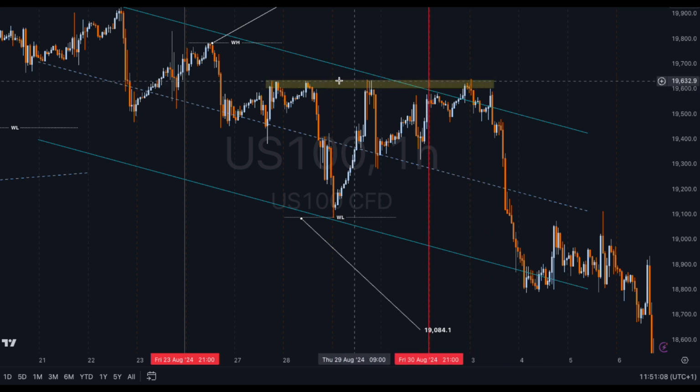So this resistance level appears to be a very strong resistance level, and price was not going beyond that level, right? So we can see that here. We see the build-up in this area right here.